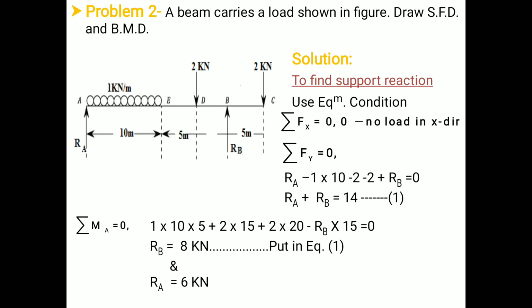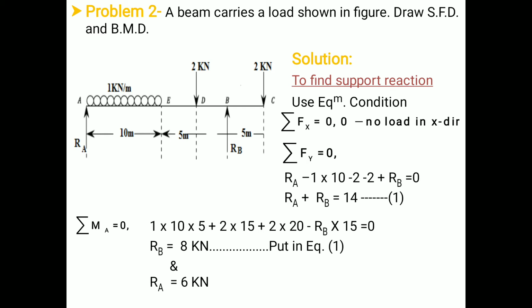So our first step is to find out the support reaction by using condition of equilibrium. The first equilibrium condition is summation of Fx equal to 0. But as there is no horizontal force acting over the system, summation of Fx will be 0. Next equilibrium condition is summation of Fy equal to 0. So it is the sum of all the vertical forces which are acting onto the system.